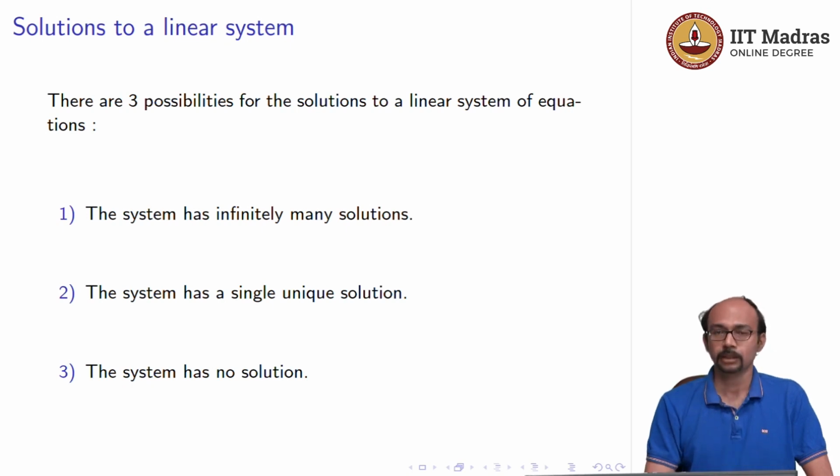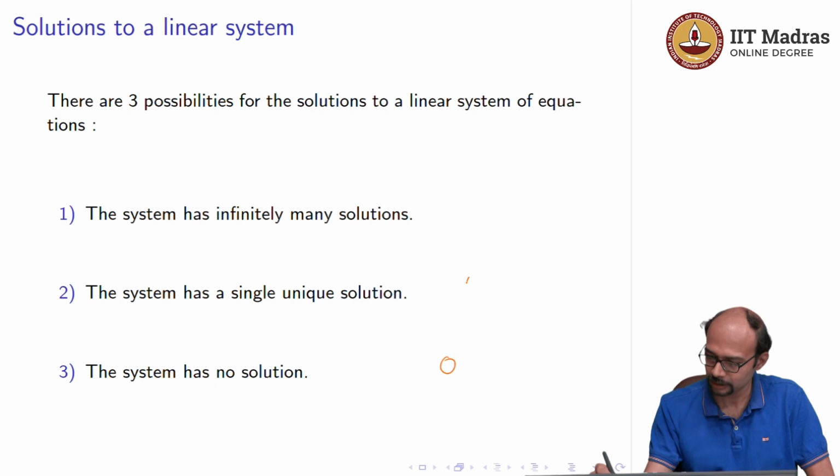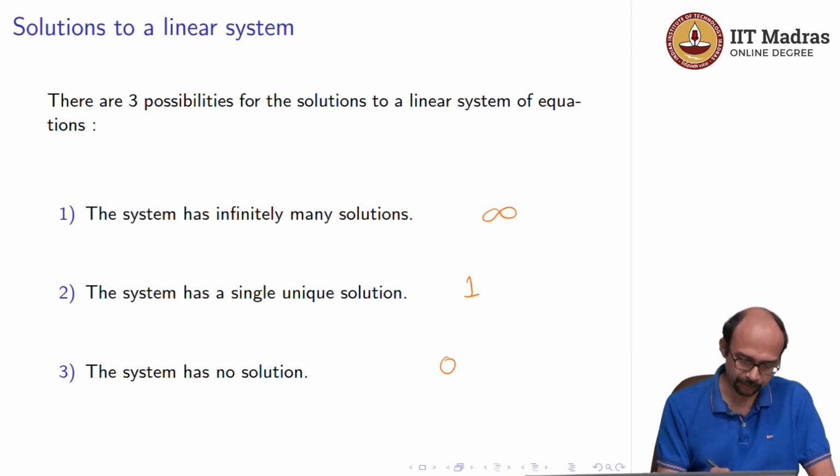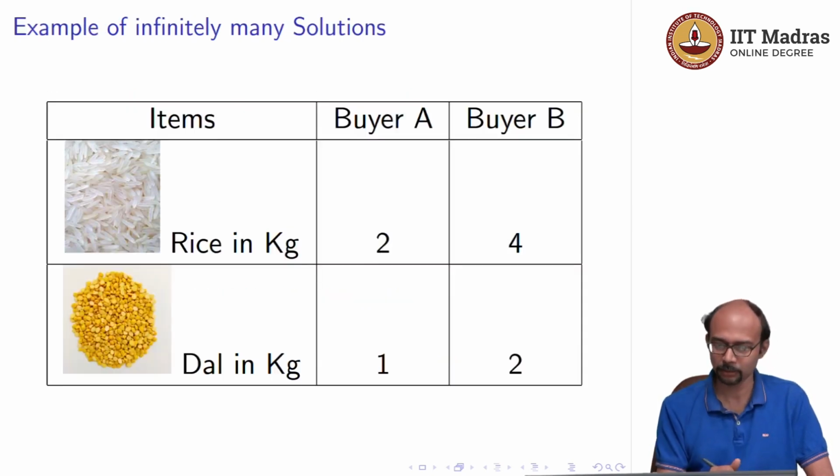It cannot happen that a system of linear equations over the real numbers has only 3 solutions. This is not possible. If it has 3 solutions, it will have infinitely many solutions. It can't have exactly 3 solutions. So it can have either 0 solutions, 1 solution, or infinitely many solutions. Let's see examples of where this comes from.